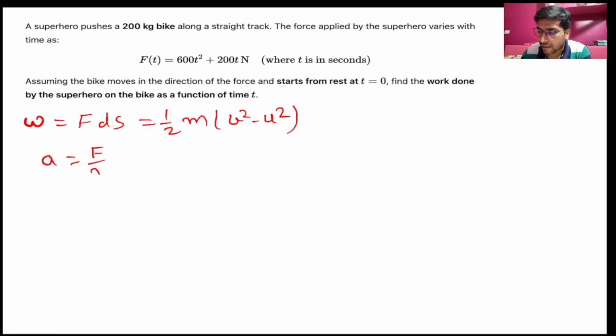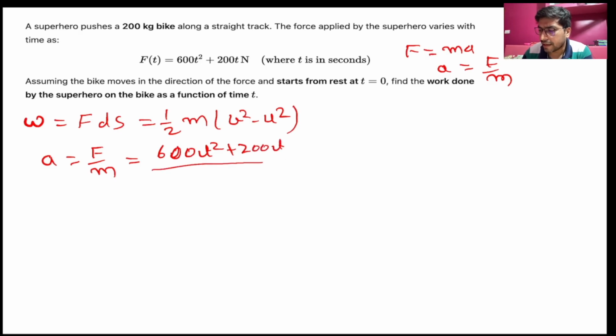Okay, so here what force is given is this much, so acceleration will be how much? Force by mass, because we know F is equal to ma. So a is equal to F by m. So acceleration will be force by mass. So here 600t square plus 200t divided by 200. So acceleration we will get what? 0 will cancel out and it will become 3t square, and this 200 will cancel out, plus t. Right? So it will become 3t square plus t.